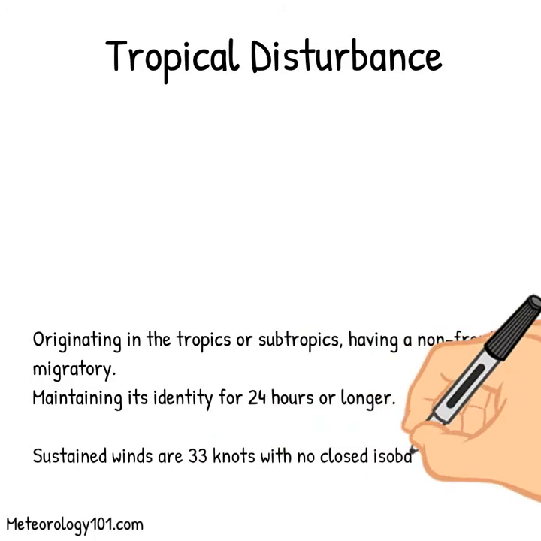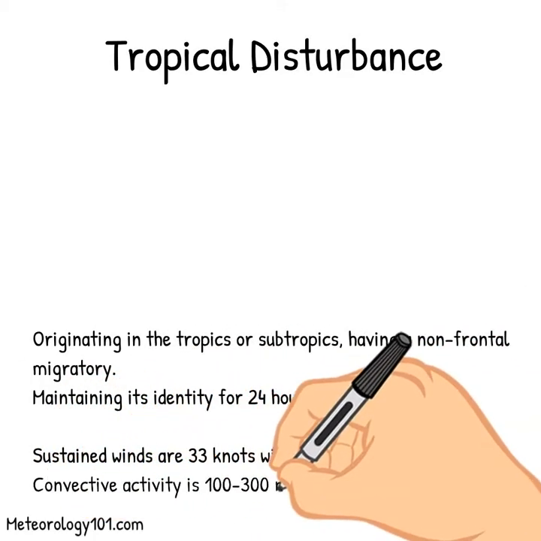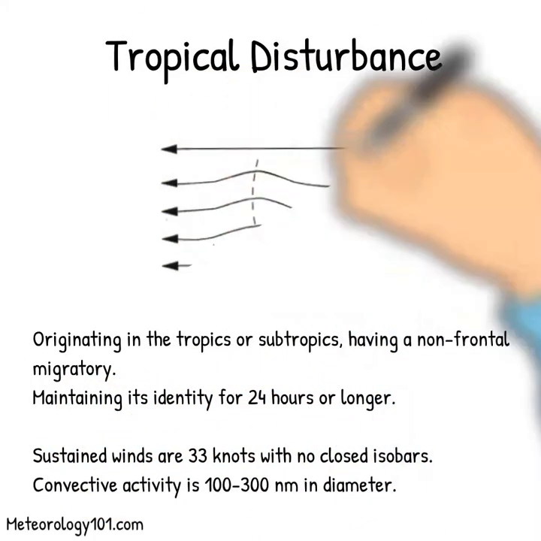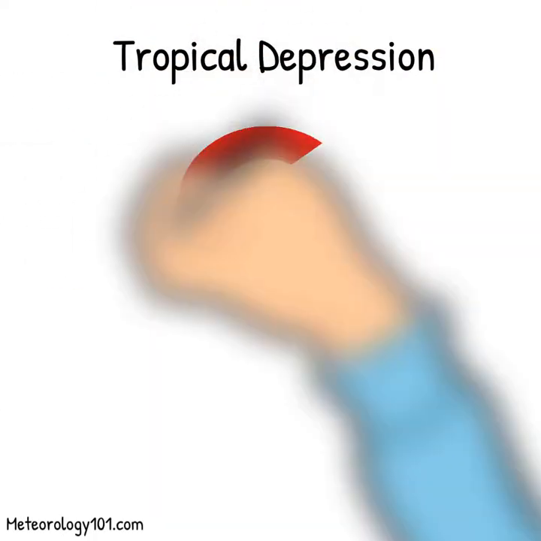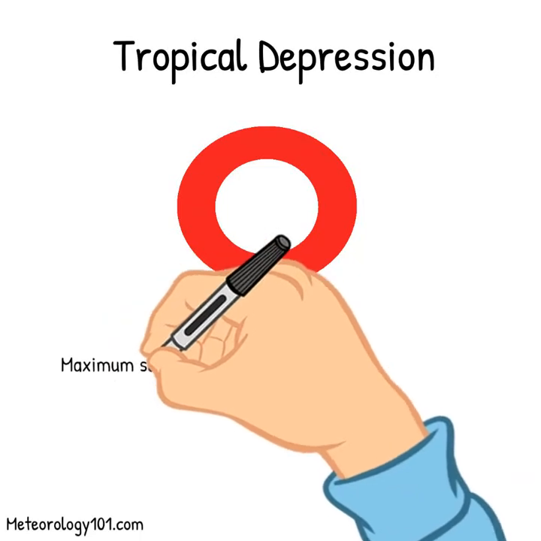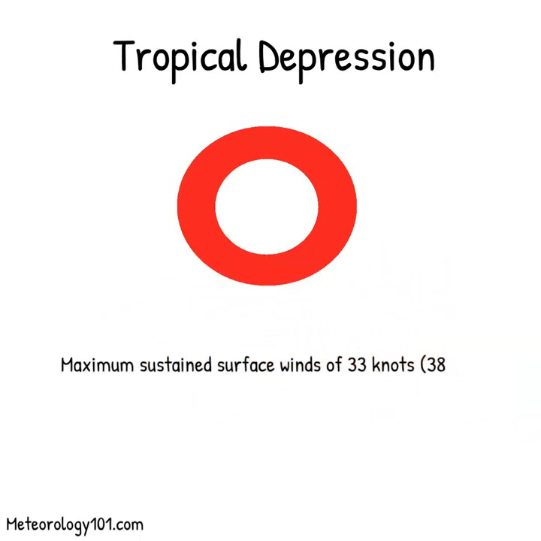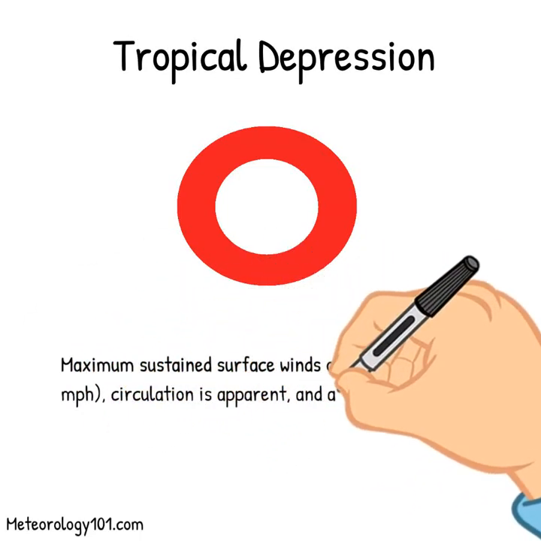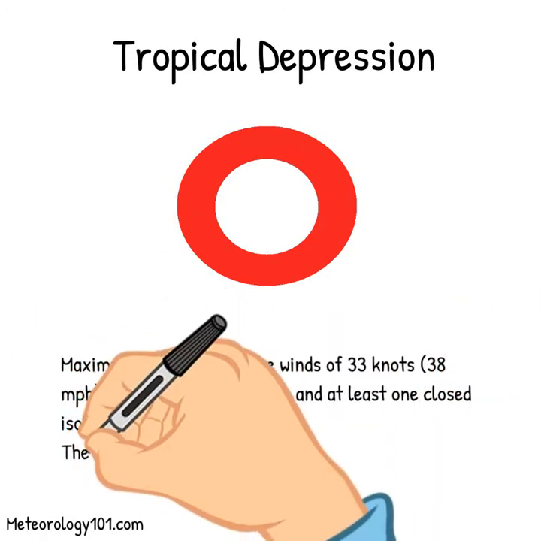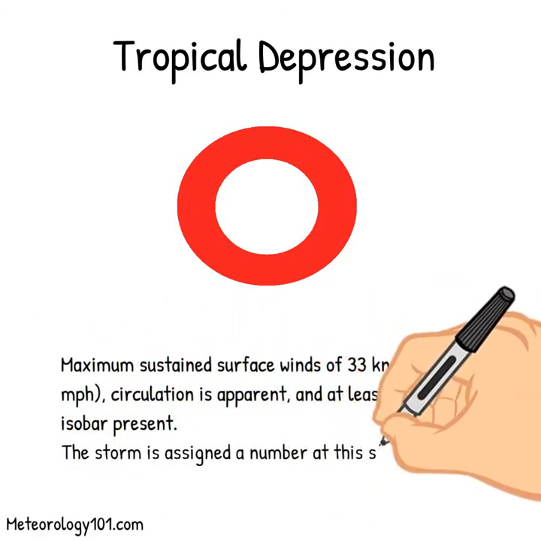Sustained winds are less than 33 knots with no closed isobars. Convective activity is 100 to 300 nautical miles in diameter. Characteristics of a tropical depression include maximum sustained surface winds of 33 knots, 38 miles per hour, circulation is apparent, and at least one closed isobar present. The storm is assigned a number at this stage.